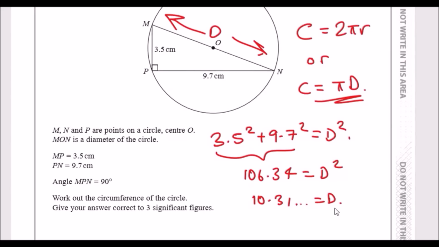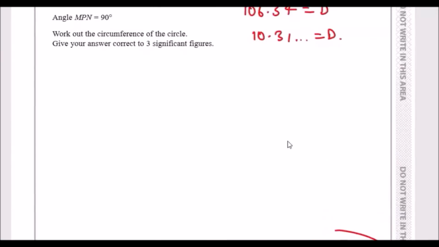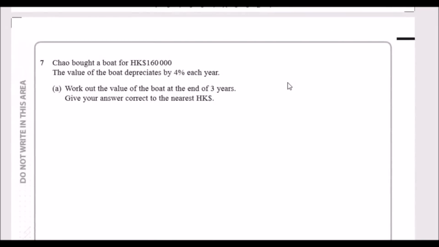Now, plug this value for d into the circumference formula. So it'll just be pi times your answer. In your calculator, just type answer times pi. And then you should get about 32.4. And they wanted three significant figures. And that's it. Simple. Not really much to say here, is there? So let's look at 7 now.